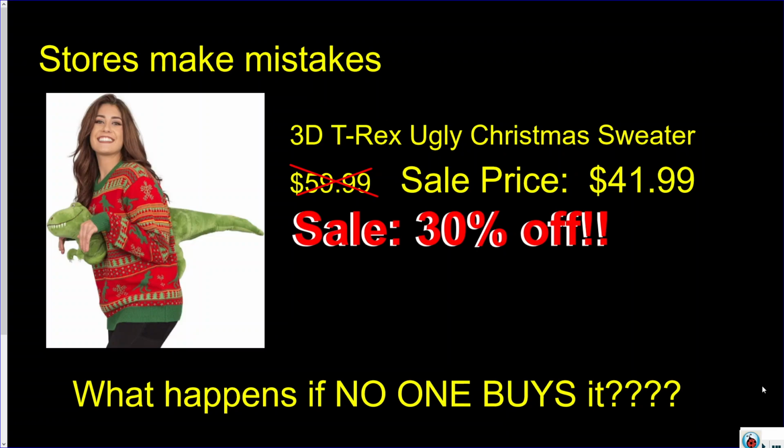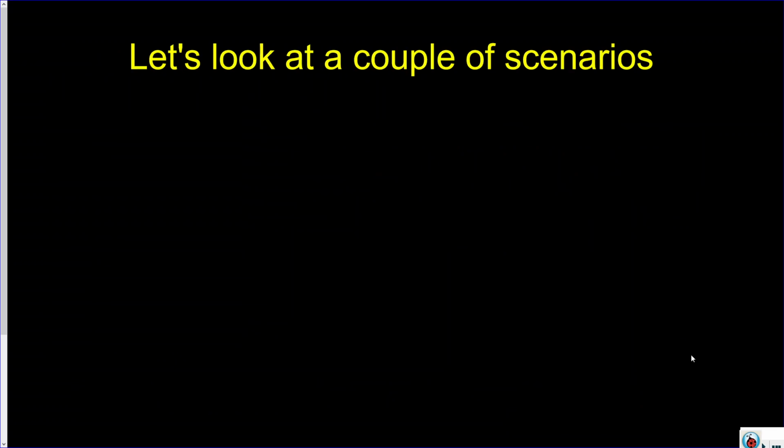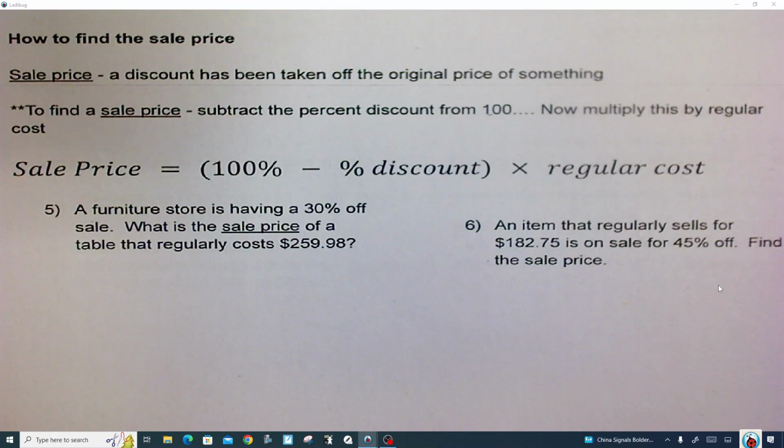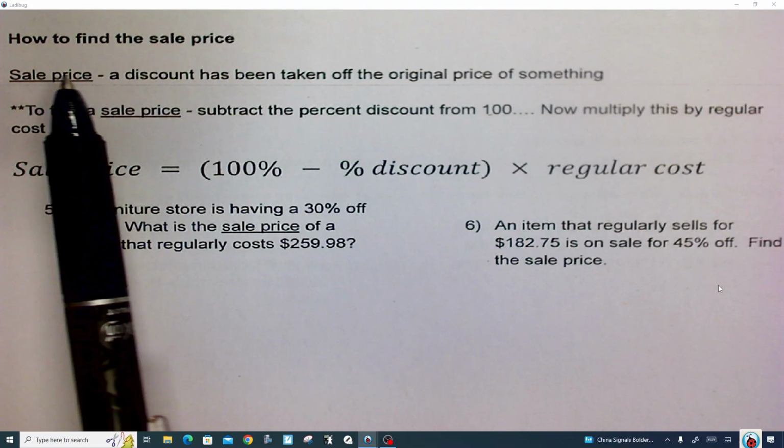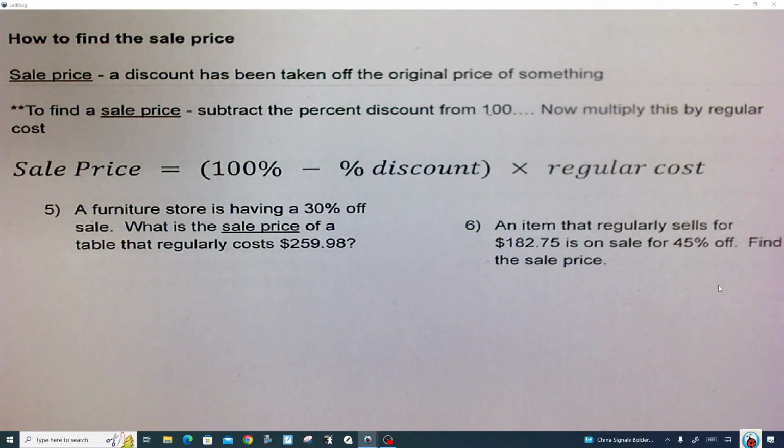And our job today is to find out how do we take the original price, the $59.99, and a percentage, and get to the new sales price. So let's look at a couple of different scenarios. Just a quick review of terms, the sale price is what you get when a discount has been taken off the original price. So like that sweater, the sales price was the $41.99.